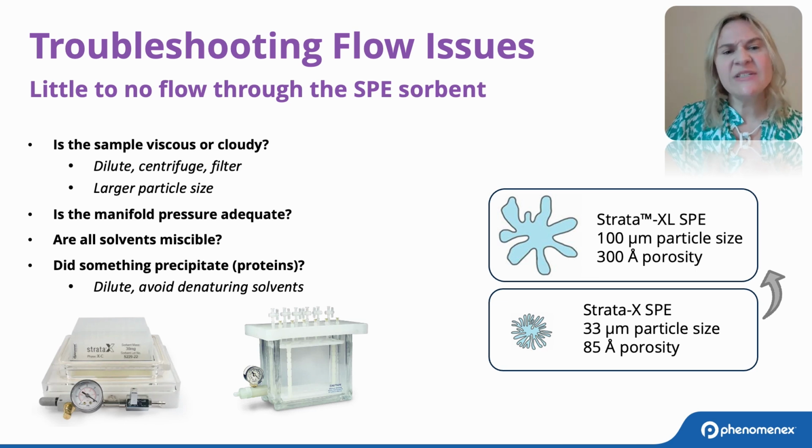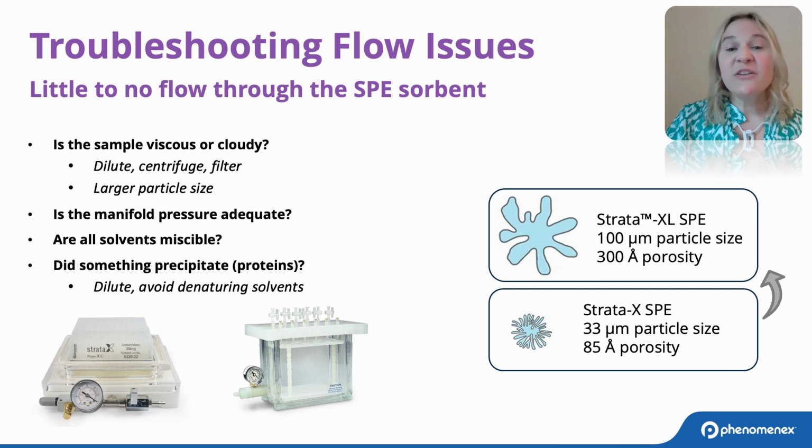First reason for flow issues is that you have a viscous or cloudy sample. Thick or high particulate loaded samples should be diluted or centrifuged, filtered prior to SPE. You can also consider using a larger particle size sorbent. An example of this is our Strata X, which has a particle size of 33 microns compared to our Strata XL, which has a particle size of 100 microns. The Strata XL should be used for more viscous samples and will allow for better flow. If this was what was causing your flow issues, it would be seen during the sample loading step.